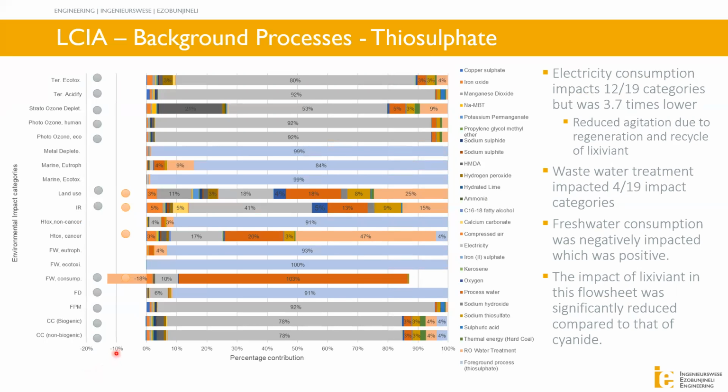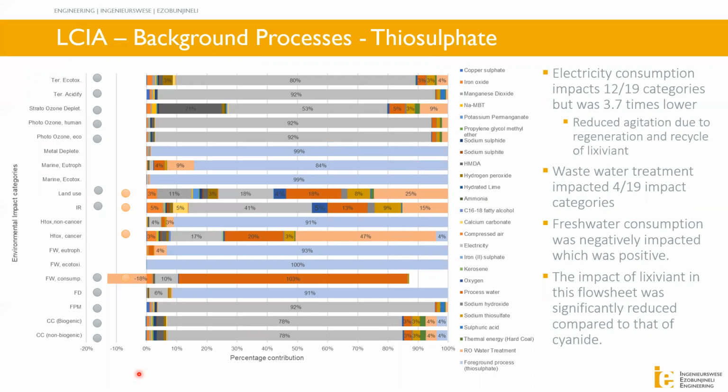flow sheet. Wastewater treatment had notable impacts, i.e. above 10%, on 4 out of 19 of the impact categories. And this is because of recycle of water. Freshwater consumption, again, was positively affected. Now, the results in water treatment are very dependent on the data sets used, so we treat these negative impacts with caution.